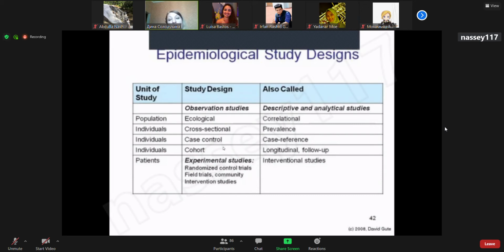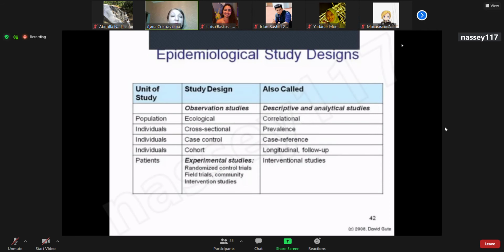In the literature, there are different terms which can be used for this scientific and generally widely accepted terminology. For example, instead of ecological, we can say correlational studies. Instead of cross-sectional, we can say prevalence studies, and cohort studies can be called follow-up or longitudinal studies.